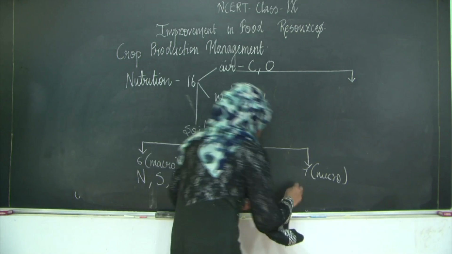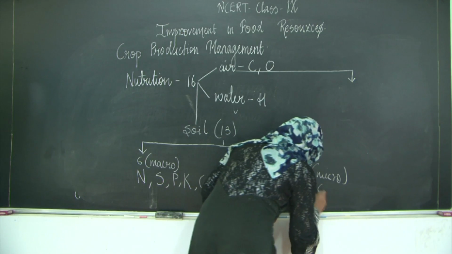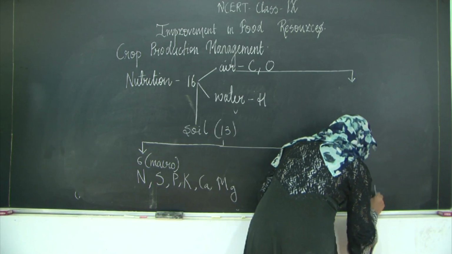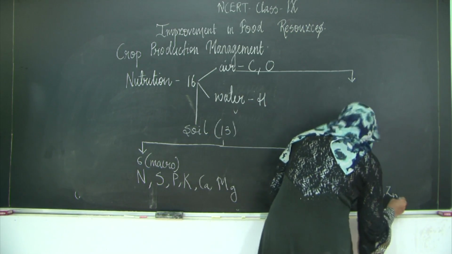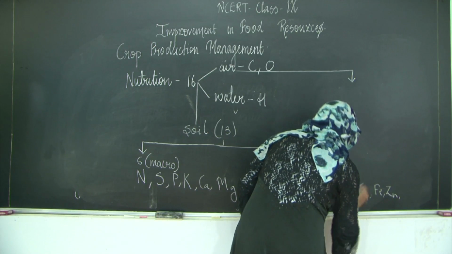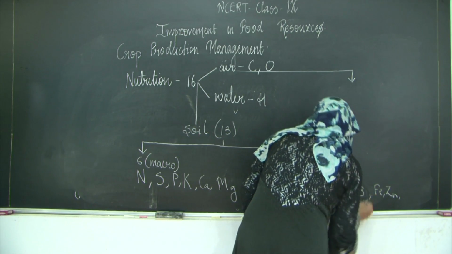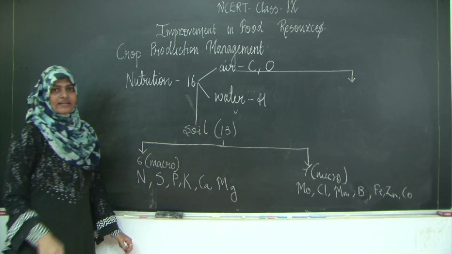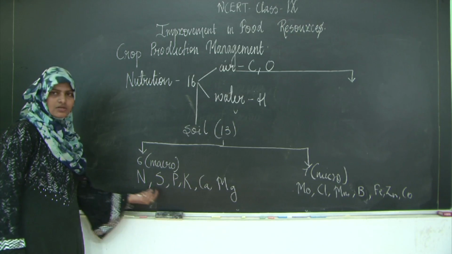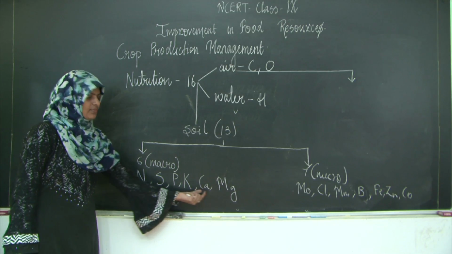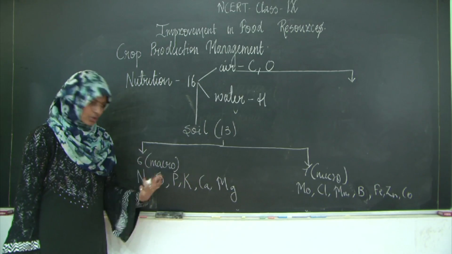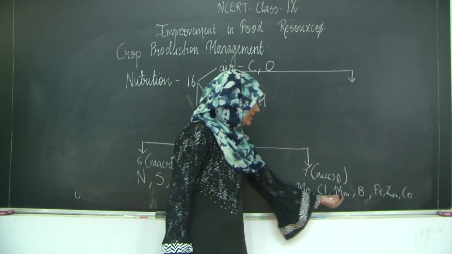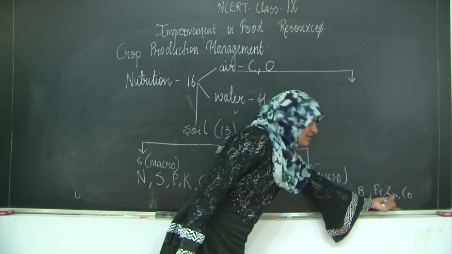Let us go to the micronutrients: molybdenum, chlorine, manganese, iron, zinc, boron, and one more, cobalt. These are the ones which are required in smaller quantities. Macro ones are nitrogen, sulfur, phosphorus, potassium, calcium and magnesium; they are required in more quantity, hence macronutrients. Micro ones are required in smaller quantity: molybdenum, chlorine, manganese, boron, iron, zinc and cobalt.